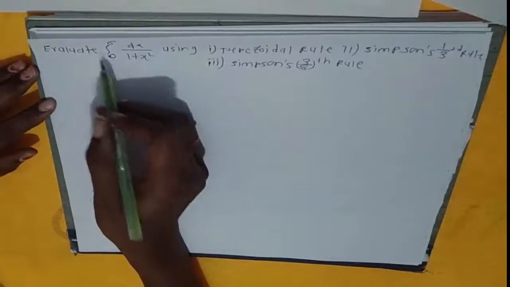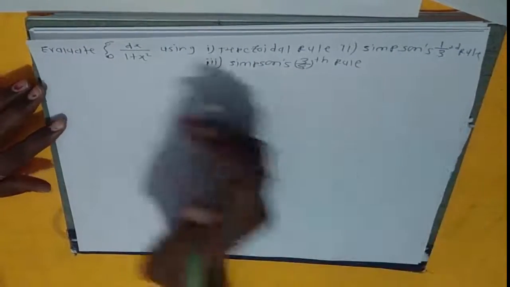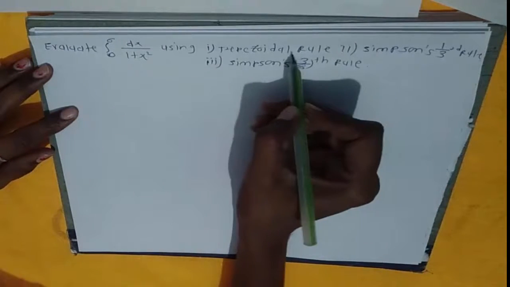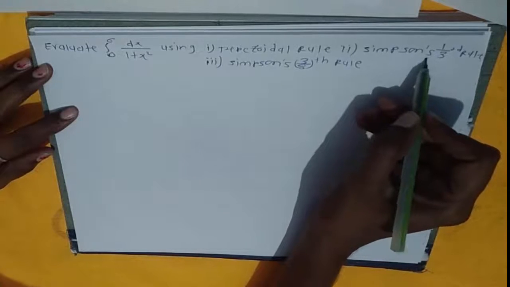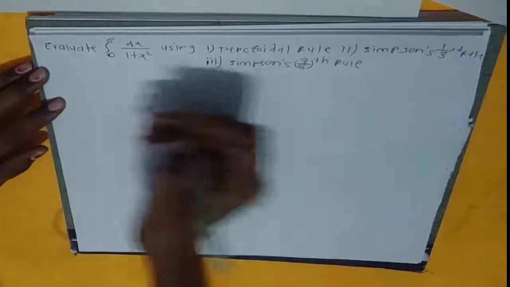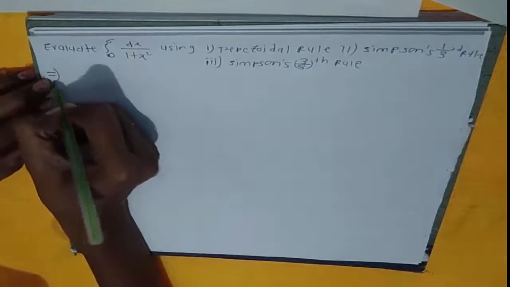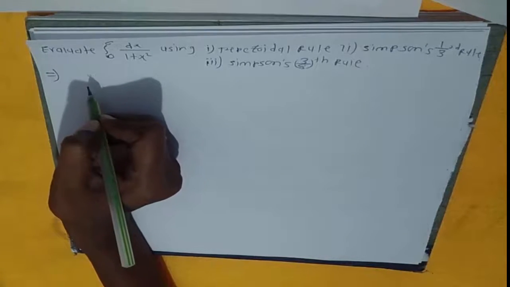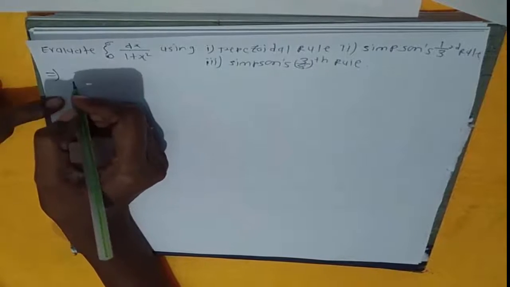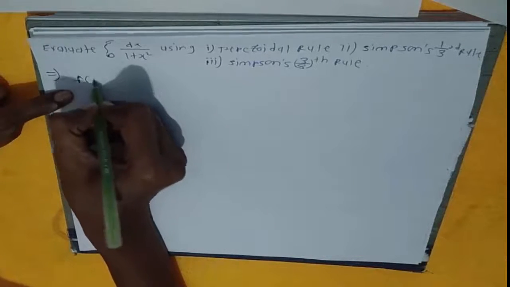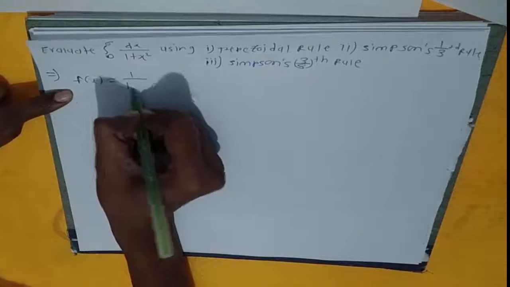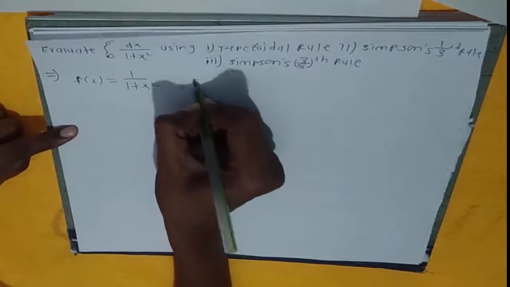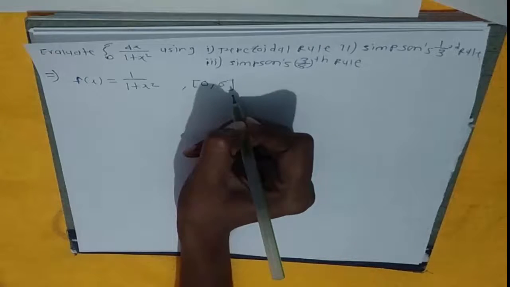So I write here the example: evaluate the integration from 0 to 6 of dx upon 1 plus x square using the trapezoidal rule, Simpson's 1/3 rule, Simpson's 3/8 rule. Okay, we have to find this integral by using the 3 rules and we have to compare these rules. So f of x is given here as 1 divided by 1 plus x square, and the interval will be the closed interval 0 to 6.